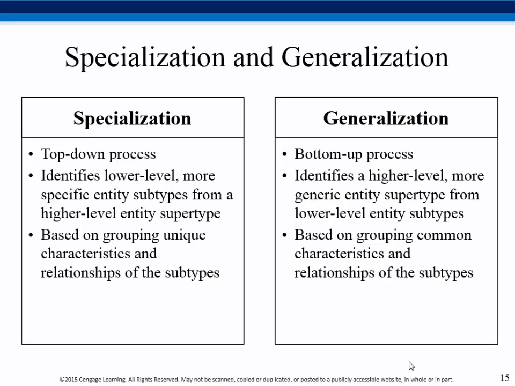Generalization is the bottom-up process of identifying a higher level, more generic entity supertype from lower level entity subtypes. Generalization is based on grouping the common characteristics and relationships of the subtypes. For example, you might identify multiple types of musical instruments: piano, violin, guitar. Using the generalization approach, you could identify a string instrument entity supertype to hold the common characteristics of the multiple subtypes.